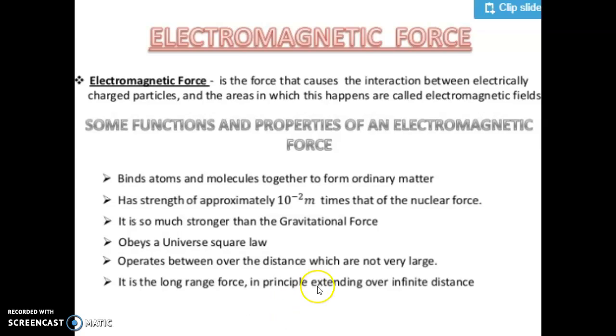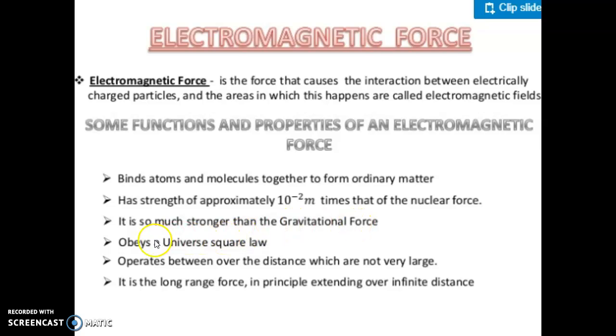So here are some important properties of electromagnetic force. It binds atoms and molecules together to form ordinary matter. It has a strength of approximately 10 raised to the power minus 2 times the nuclear force, so it is 1 by 100 times as strong as the nuclear force. It is stronger than gravitational force. As we know, gravitational force is the weakest force.